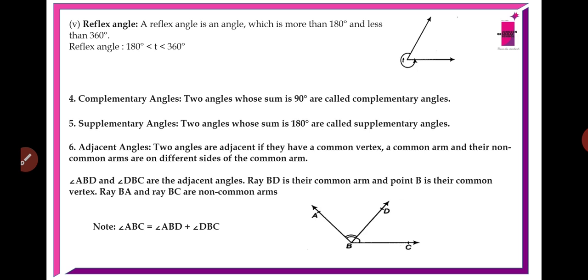Always remember, the sum of two adjacent angles equals the whole angle. In this example, angle ABC equals angle ABD plus angle DBC.